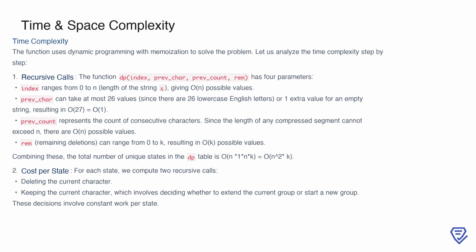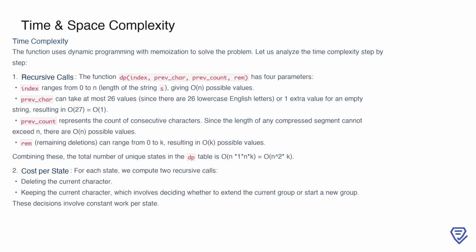In this problem, we use dynamic programming with memoization to determine the minimum length of a compressed string after up to k deletions. To analyze the time complexity, we start by examining the recursive function dp(index, prev_char, prev_count, rem). This function has 4 parameters.